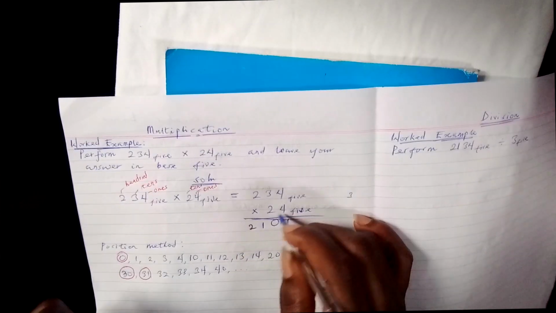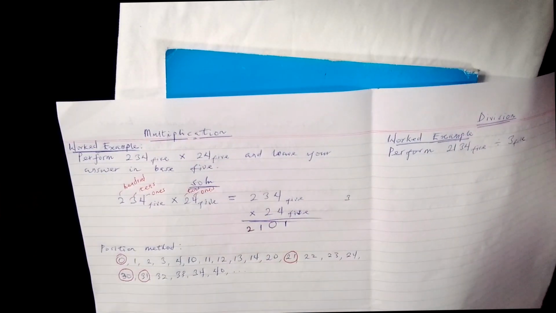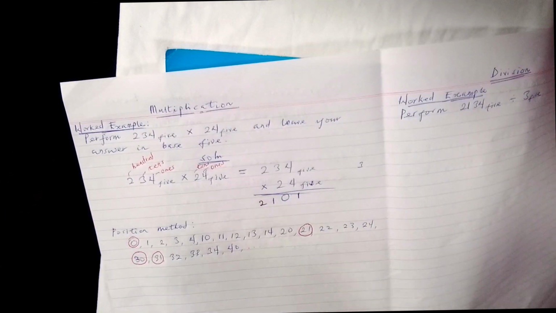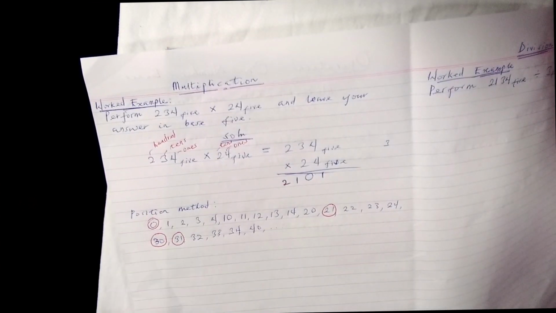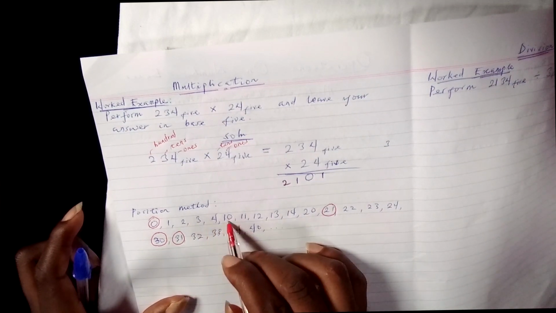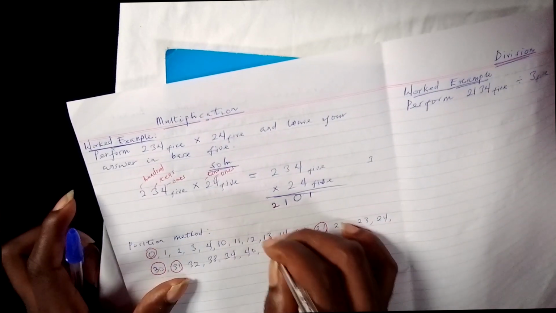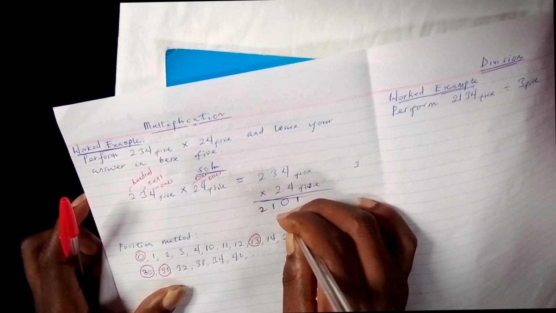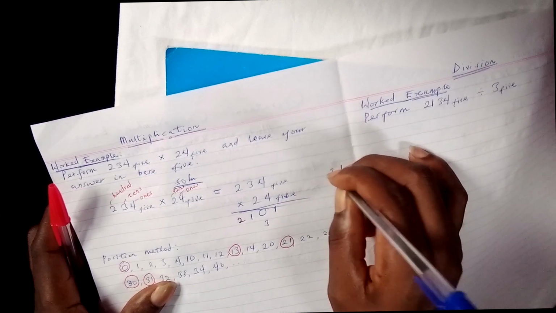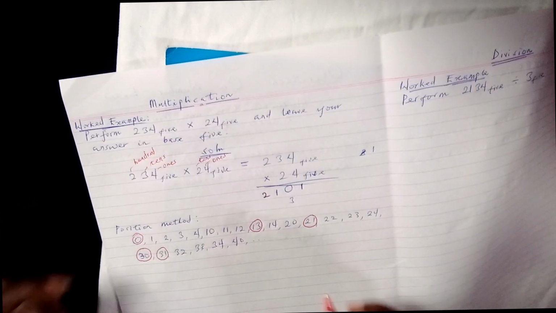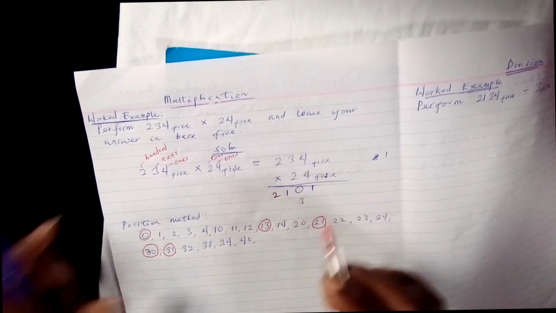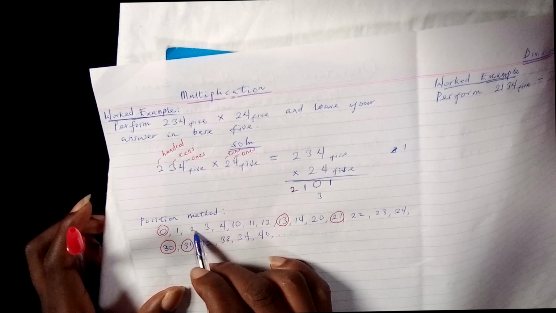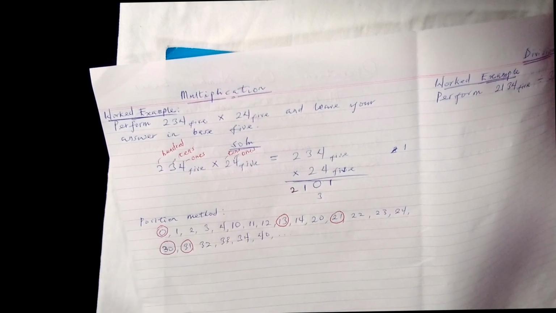Now we are moving on to the next digit, that is 2. And 2 is multiplying 4, that is 8. 8 in base 5 using the position method. We count 8. 1, 2, 3, 4, 5, 6, 7, 8. That is 13. So you just have to write 3 remainder 1. 2 times 3 is 6 plus 1 is 7. So we count 7. 1, 2, 3, 4, 5, 6, 7.